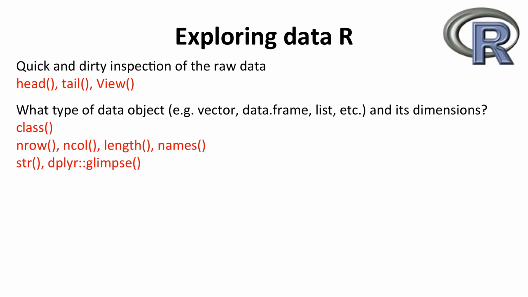After that, you may want to consider what type of object the data is being stored in, as this will affect how you index it and process it going forwards. And also the properties of this data, such as the number of rows and number of columns, and even the names of these columns. This can be done separately by using functions like nrow and ncol, length and names, or alternatively, you can use functions like structure, str, or the function from dplyr, glimpse, which allows you to get an overview of the whole data, as well as insight into the properties of each specific column.